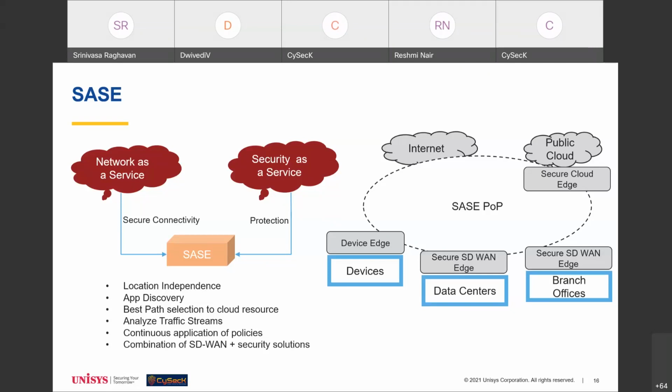So this forms the basics of SASE. So how network and security is offered as a service, as a cloud service, with all these points of presence. Next slide.